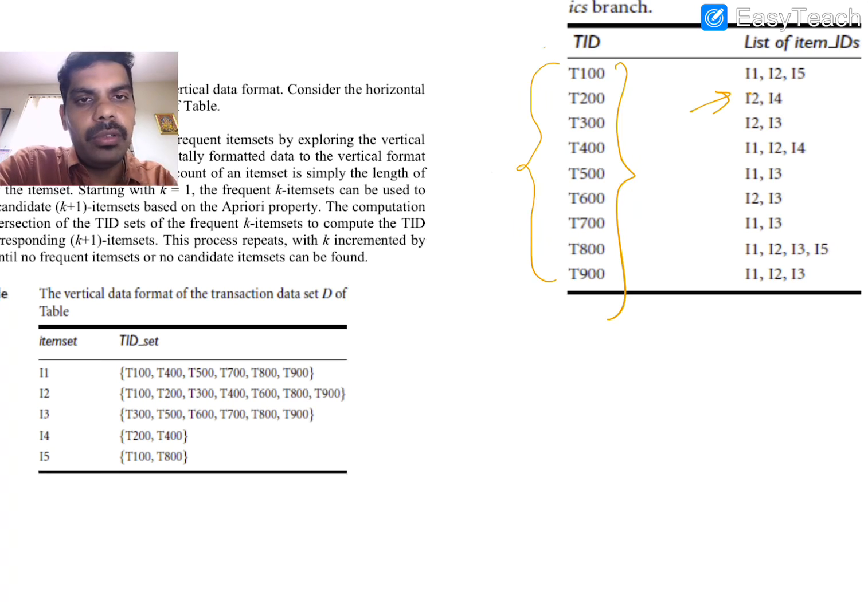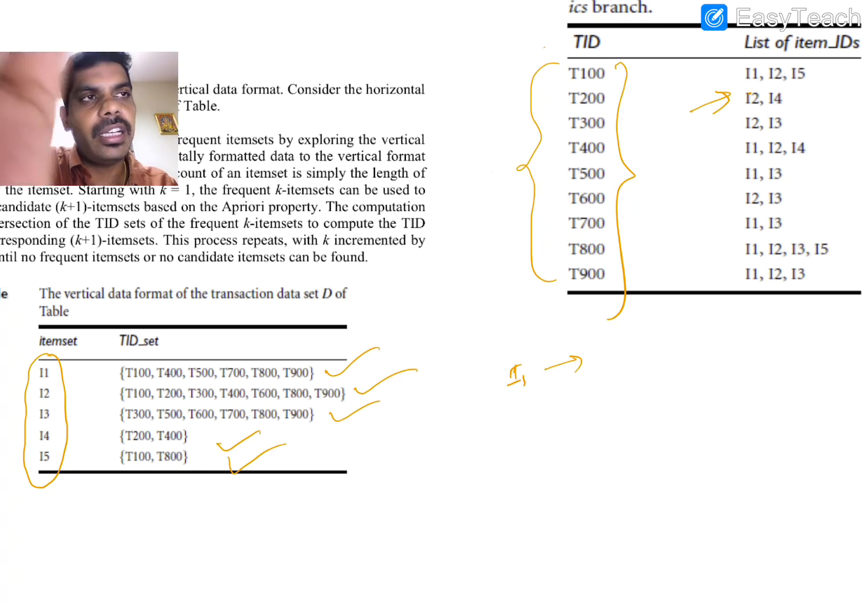I am going to create one item set. This is the one item set. For I1, how many transactions contain I1? We are going to list that in the same way for I2, I3, I4, I5. Earlier, we concentrated on the transactions for I1.